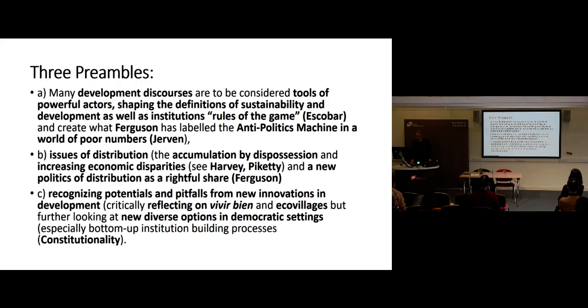And we also were discussing James Ferguson's work, The Anti-Politics Machine. So are the SDGs just a new form of anti-politics machine of development, which actually hides the power constellations which are behind? So we talk about sustainability. People should have sustainable agriculture, but they don't have access to land. So how can that be matched?